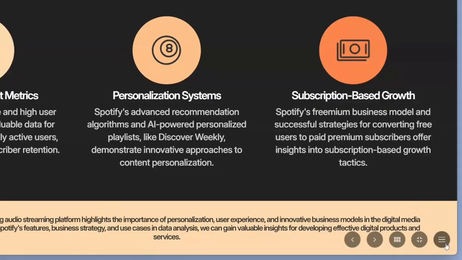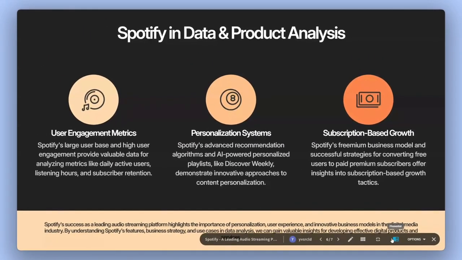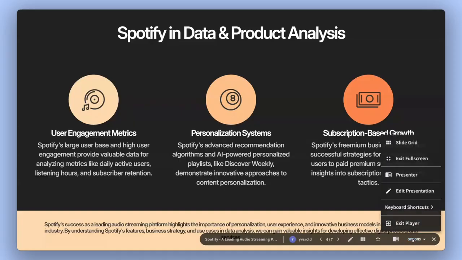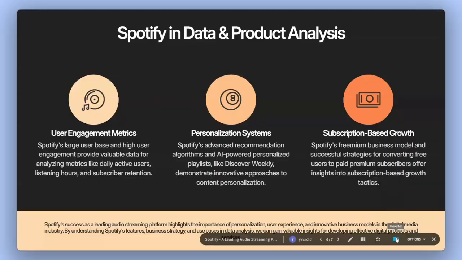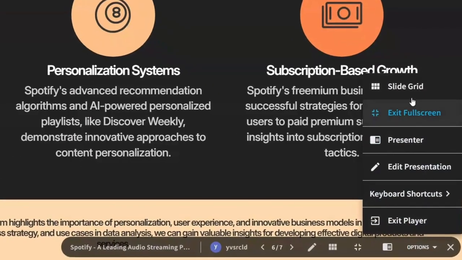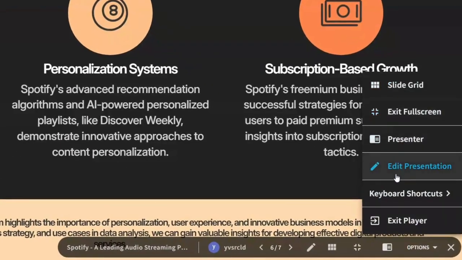Here, you can also access the slide grid, exit full screen, or switch to presenter view to see your notes. Finally, click Options in the menu. From there, select Exit Player to end the presentation and return to the editor.